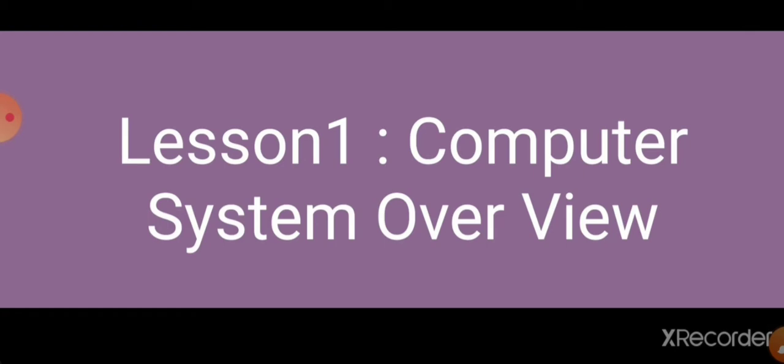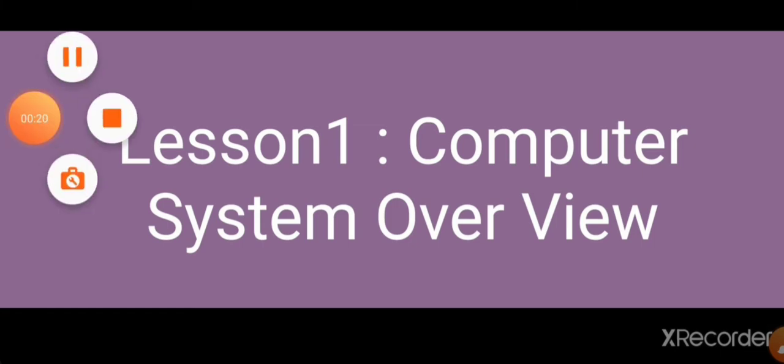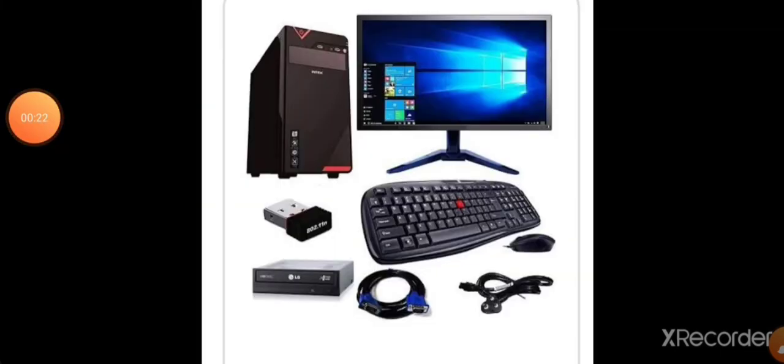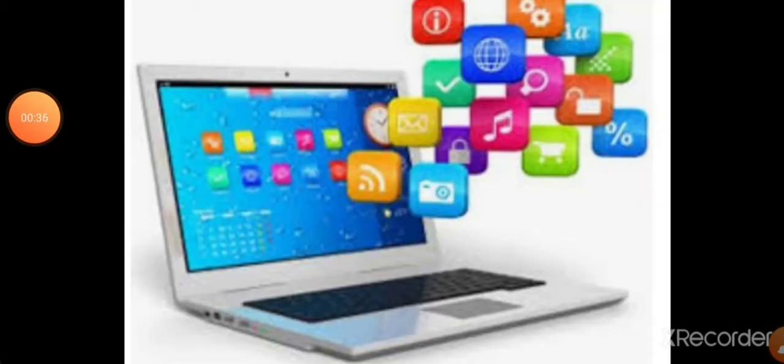Today we are going to see a computer science subject, and we are going to see the first lesson, computer system overview. Let me see the lesson. First, you should know what is meant by computer. Computer is an electronic device. It is a combination of hardware and software.